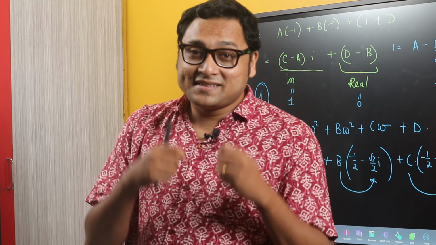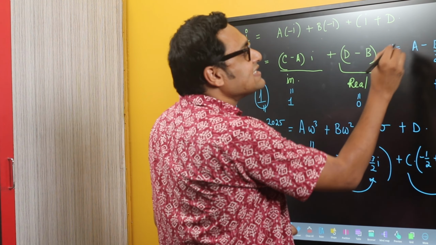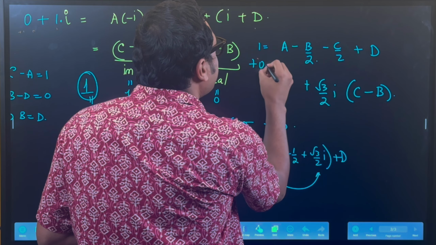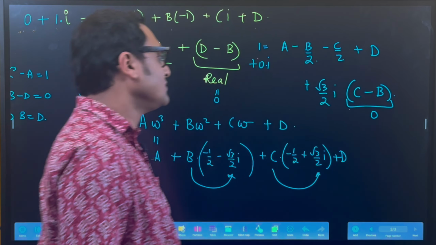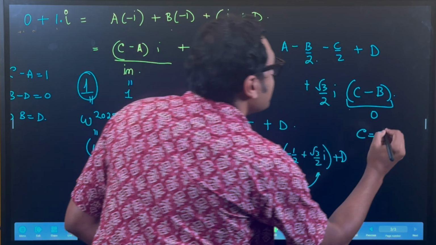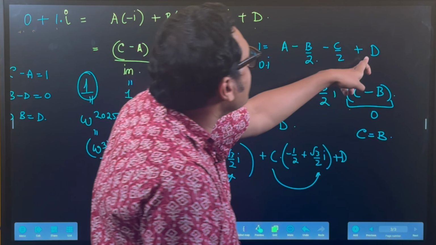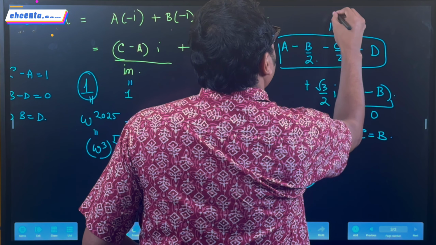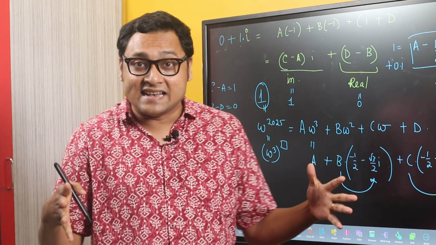Okay, so what can we say? First thing, this thing has no imaginary part. So this is 1 plus 0 times i. So this C minus B must be 0, or C is equal to B. And what do we know about this? We know that this is equal to 1. Our problem is actually complete now.